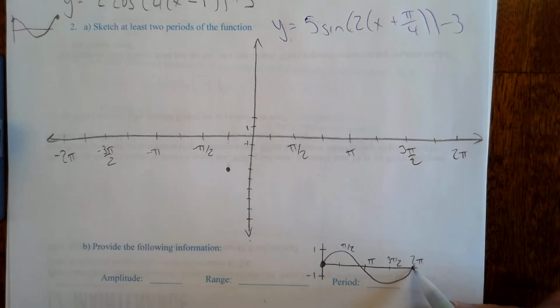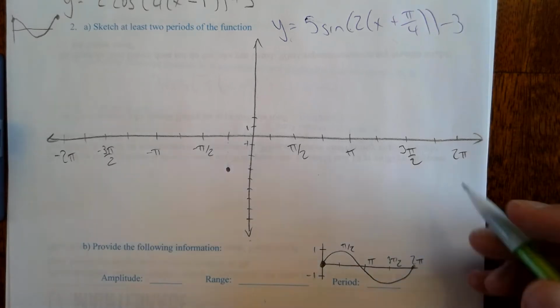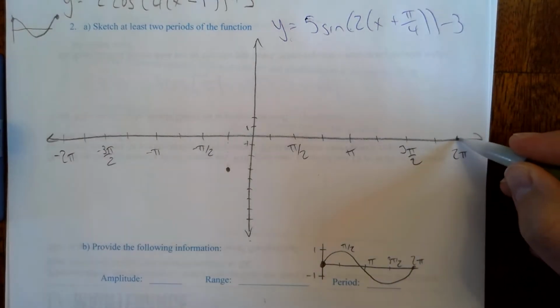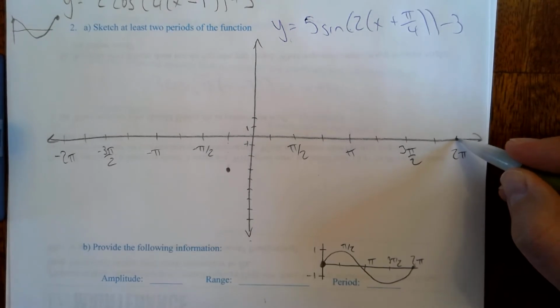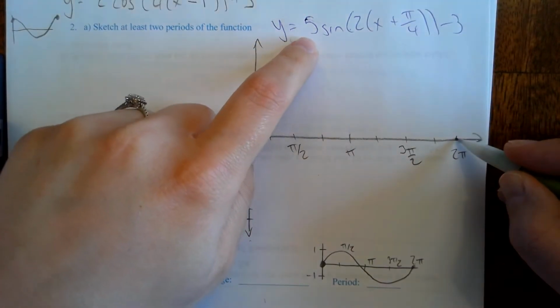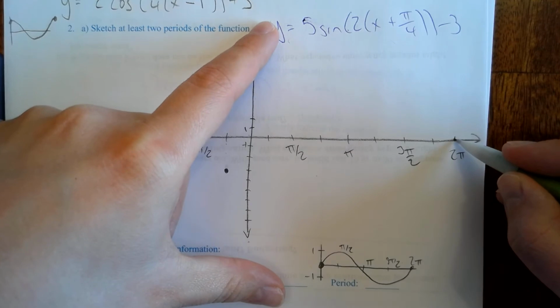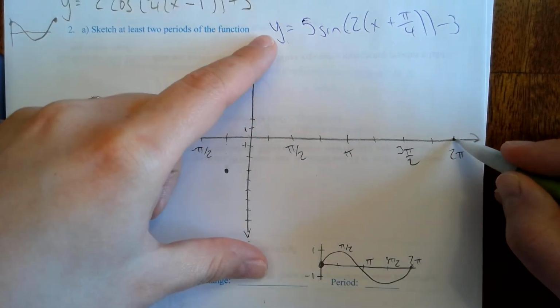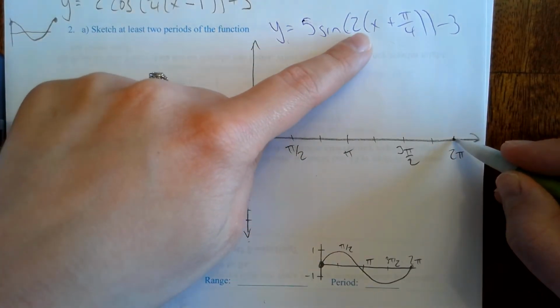2 pi. So it's usually at 2 pi and 0. So right here, that's my starting point for this particular point. It's going to be vertically stretched by 5, but it's at 0 right now, so that stretch doesn't really change anything.